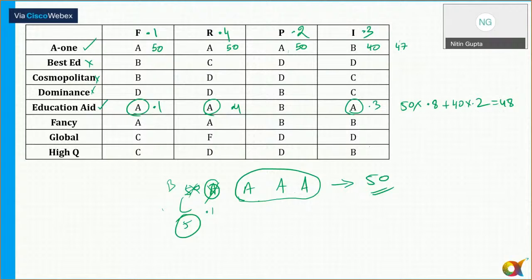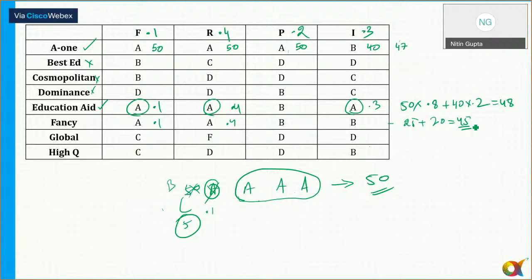Okay. If I look at Fancy, here two of the values are A and two of the values are B. So what is the score of Fancy? Here the weightage is 0.1 and then it is 0.4, so 50 into 0.5, 50 into 0.5, and in the remaining places 0.5 into 40, that is 20. So this will be exactly equal to 45. Okay, so Fancy comes out to be equal to 45.